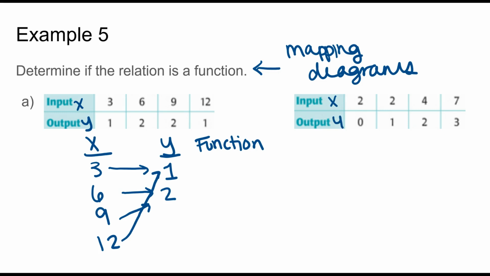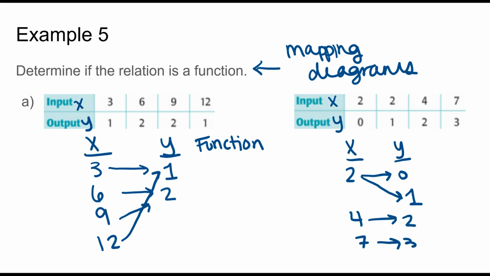Let's try this next one. We've got our inputs and our outputs. Map 2 to 0. We've got frog 2 again, mapping to 1. You might already realize that this is not going to work. This is the problem here. This is not a function.